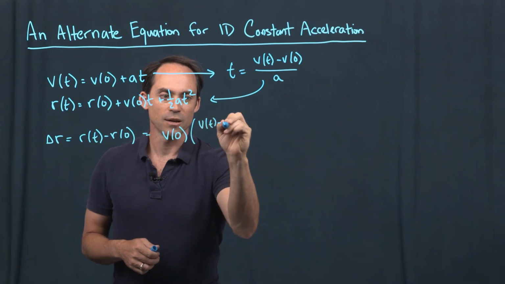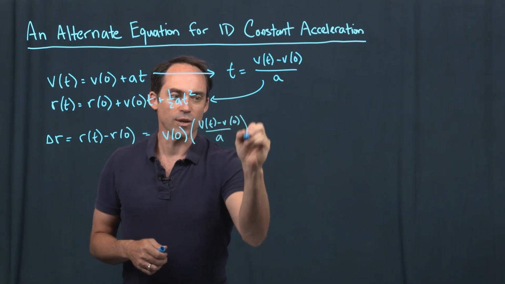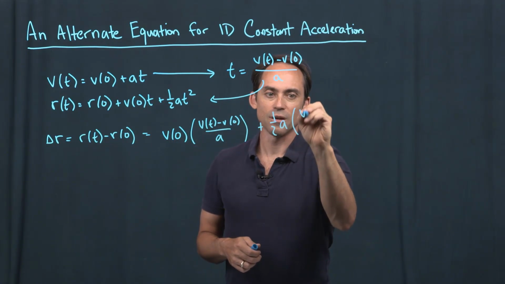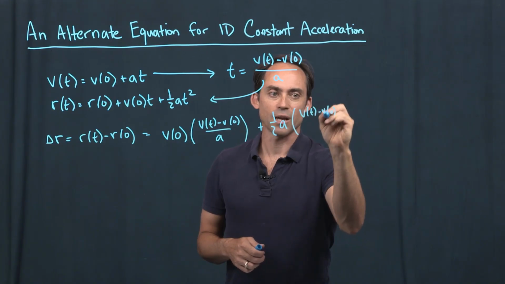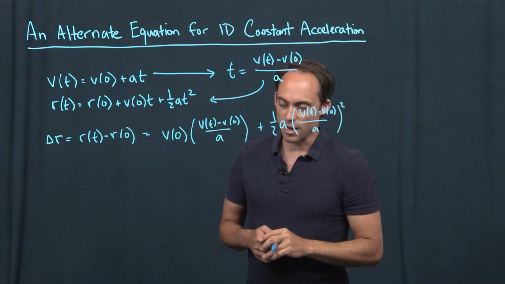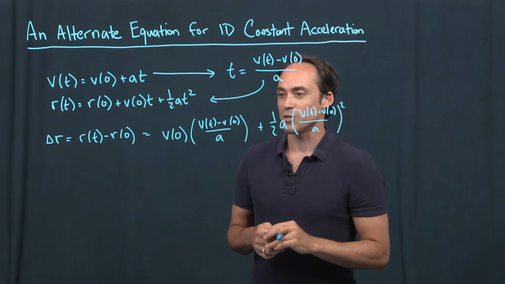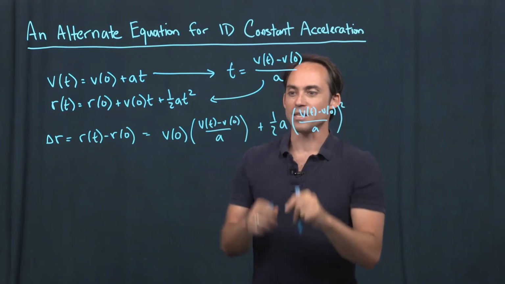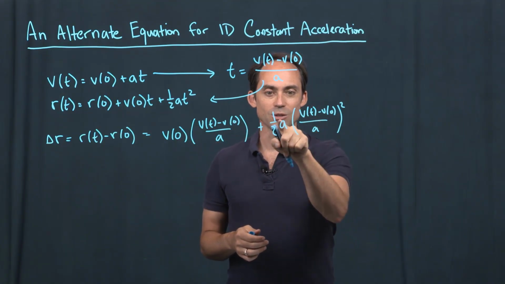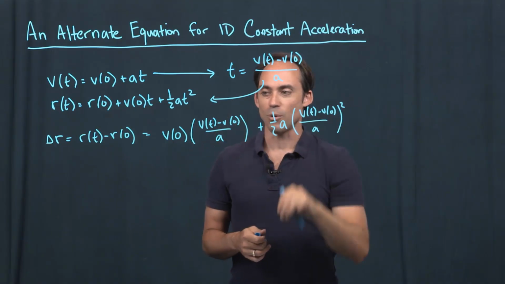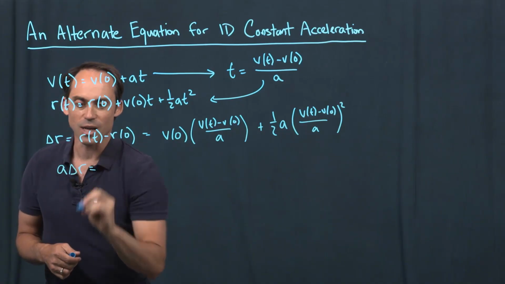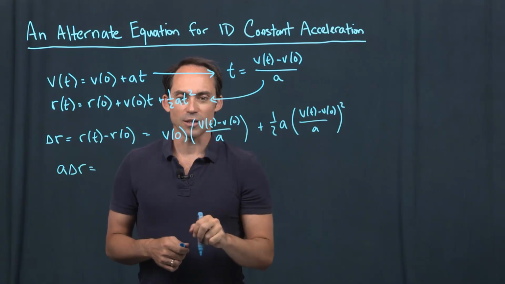So v of 0 times (v of t minus v of 0) over the acceleration, plus 1/2 times the acceleration times (v of t minus v of 0 over acceleration) quantity squared. Okay, and I'm going to simplify this a little bit. Notice that both of these expressions have a 1 over acceleration. One of these accelerations cancels with the one out in front, but you're left with 1 over a on both sides. So I'm going to multiply by a on both sides, so I'll get a delta r. And then I'm going to expand out these expressions.